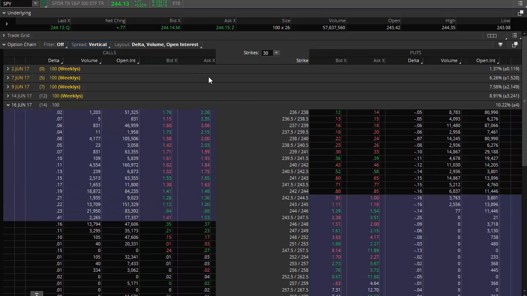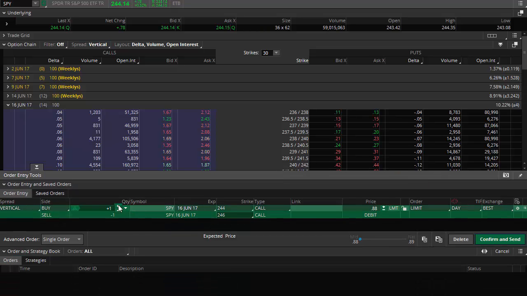And you can see this ask. If I want to buy the call spread, I'd click the ask. If I wanted to sell it, I would click the bid. But let's just do a buy spread here. And you can see that it automatically puts this spread in order. So +1, which means I would be buying the 244 call. And at the same time, I would be selling the 246 call.